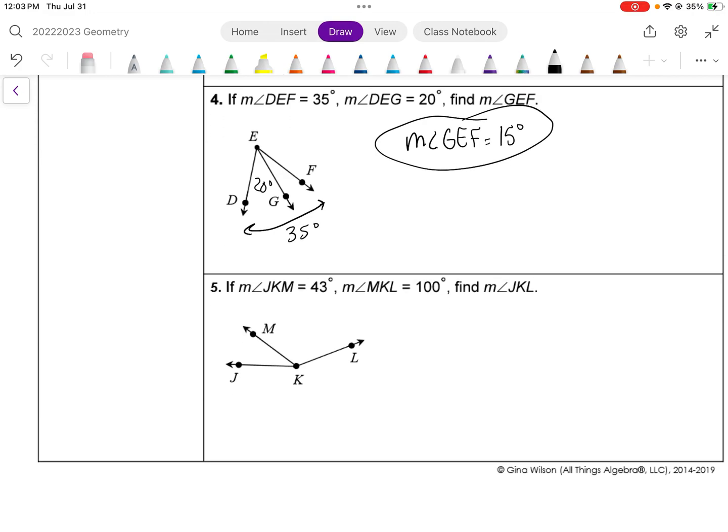Last one for the simple side, and then we'll move on to some algebra. JKM. Is JKM a part or a whole? JKM is part. It's one of the smaller angles. Okay, MKL, part or whole? It's another part. It's asking for JKL. JKL is the whole thing. So JKL is made up of those two angles. So add them together. Part plus part equals whole. This should be 143.